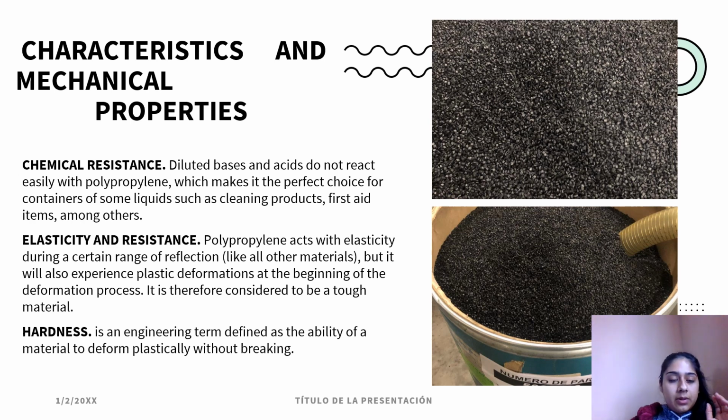The first is chemical resistance. Diluted bases and acids do not easily attack polypropylene, which makes it a perfect choice for containers for liquids or cleaning products. Then the elasticity and resistance. It acts with elasticity during a certain range of deflection, but it will also experience plastic deformation at the beginning.